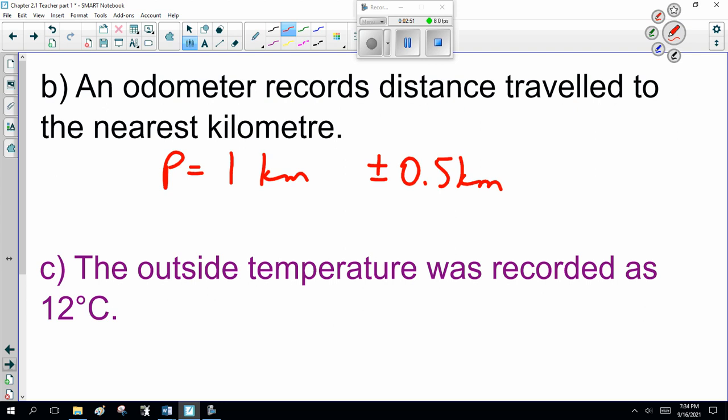So your odometer is an old one. The pre-electronic stuff? Yes. Not that you remember that far back.